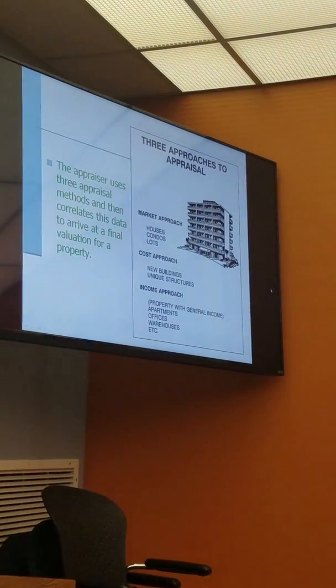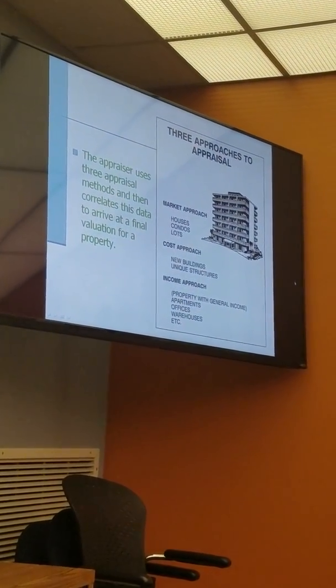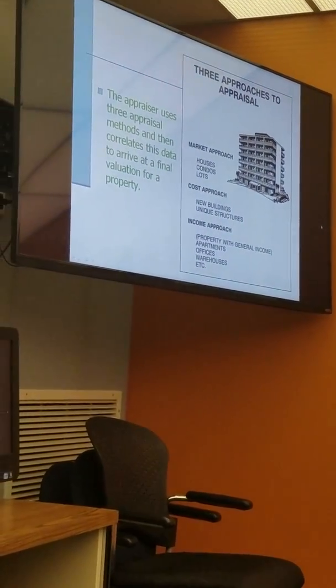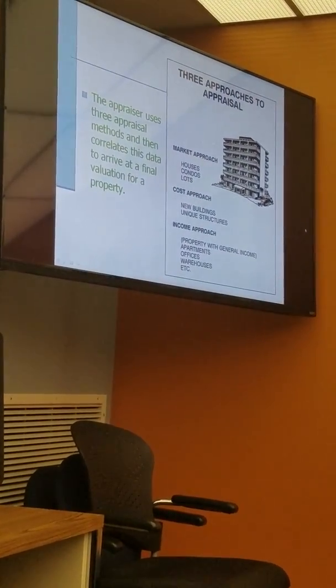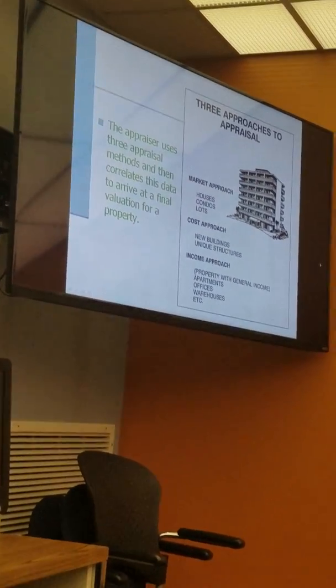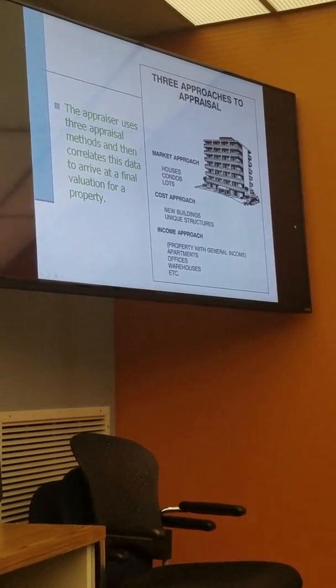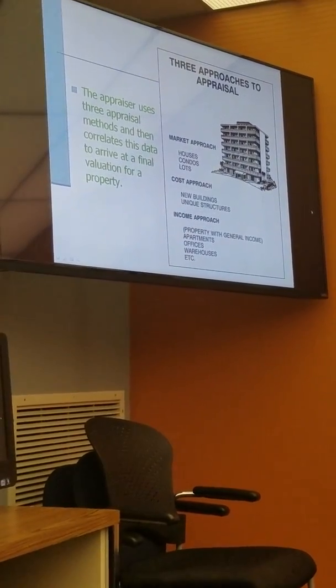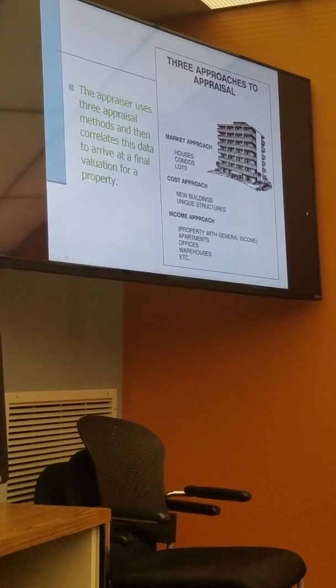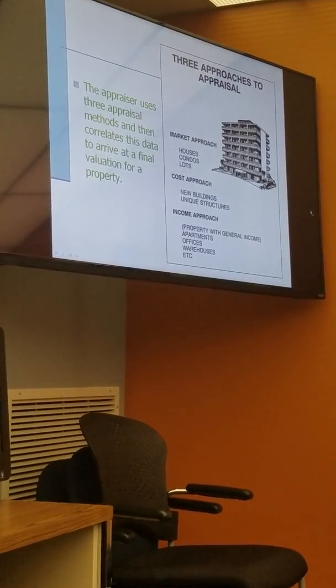Robert went over this a little bit. The market approach, which applies to houses, condos, and lots. Cost approach, which is new buildings and new structures. And the income approach, which is apartments, offices, warehouses, etc. The appraiser uses 3 appraisal methods and then correlates this data to arrive at a final valuation for a property.